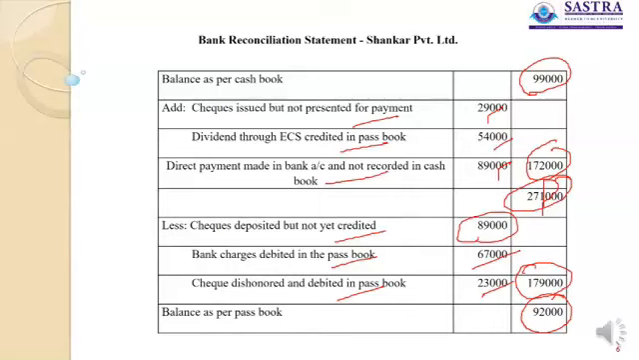This is another example which teaches how the bank reconciliation statement is prepared with the usual transactions and presented for knowing the difference between the bank book and the cash book.